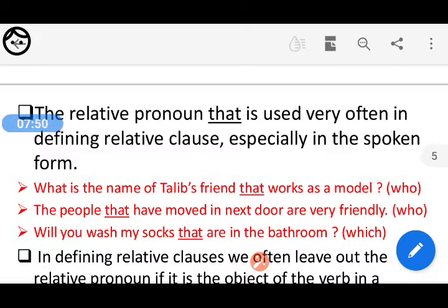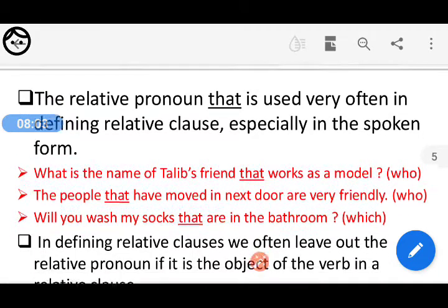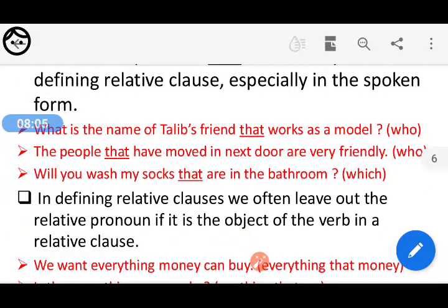The people that have moved in next door are very friendly. We can say the people who have moved in next door are very friendly. Will you wash my socks that are in the bathroom? Instead of which, we have used that: will you wash my socks that are in the bathroom.